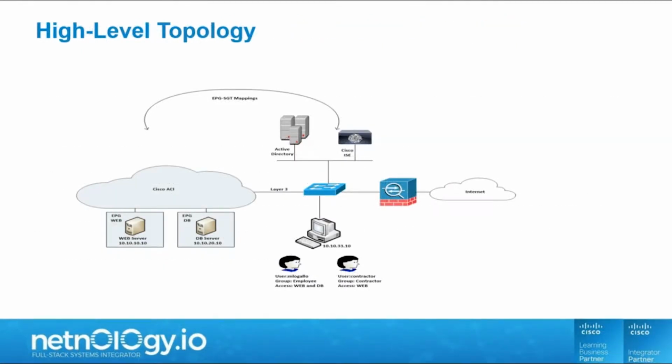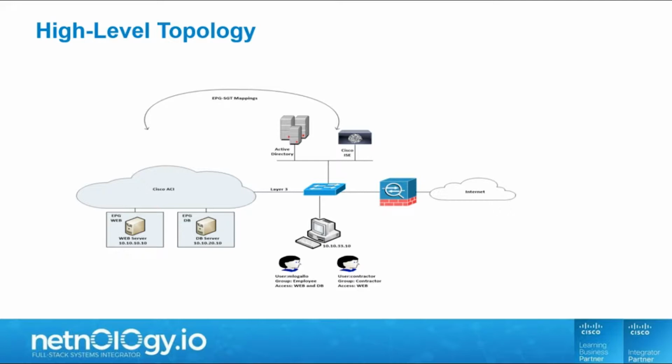This is the topology we will be using in this implementation example. We have two servers, Web and DB, that each exist in their respective EPGs in an ACI environment. The ACI fabric is connected via an L3 out to an external fabric, which in this case is a single Cat 9300. Behind the Cat 9300, we have a user environment. This is where our example users will originate their access to the Web and DB.